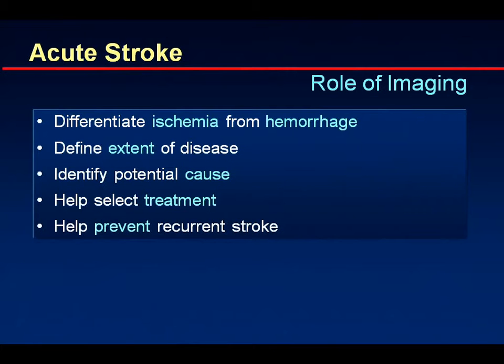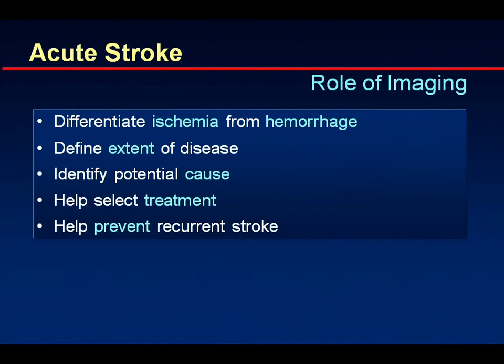The role of imaging is to differentiate, first of all, ischemia from hemorrhage. There are some clinical signs that will make you look more in the direction of hemorrhage because this gradually evolves and gets worse over time. Ischemia really starts very rapidly and not as gradually as hemorrhage.